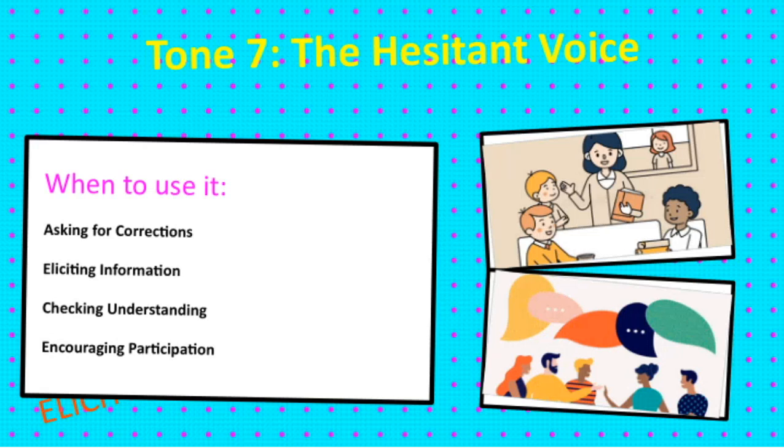Now, let's talk about encouraging participation, especially when we need to check understanding or elicit information from our audience. It's crucial to create a comfortable environment where people feel motivated to share their thoughts. Asking for corrections is also a key part of this process because it shows you're open to feedback and clarification. When do we use these techniques? Well, particularly when adopting tone 7, which we call the hesitant voice. This tone is useful when you want to gently invite responses without putting anyone on the spot.